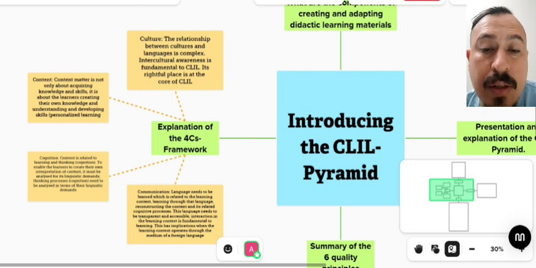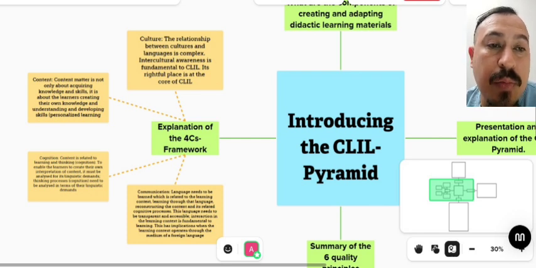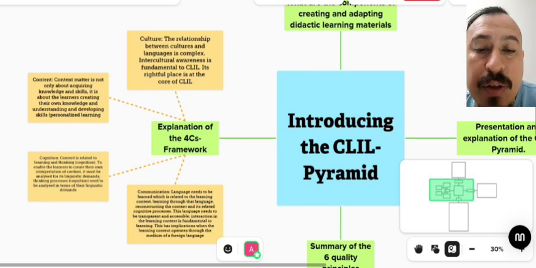Thank you, Marisol. That was so good and explained all 6 principles well. Now our classmate Adrián Sedano is going to explain the components of creating and adapting didactic learning materials.